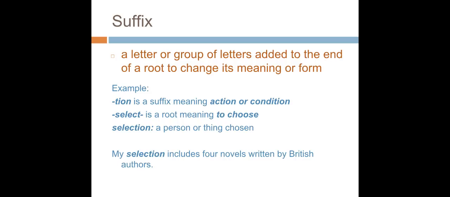Lastly, suffix. Suffix is the part that would be added to the end of a word. It's a letter or group of letters at the end to change a root's meaning or form. So basically the word part added at the end of the word. For example, shun is a suffix meaning action or condition. Select is a root meaning to choose. So selection is the action or condition of a person chosen. My selection includes 4 novels written by British authors.